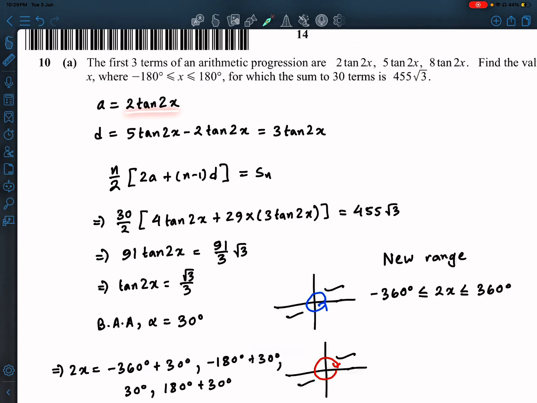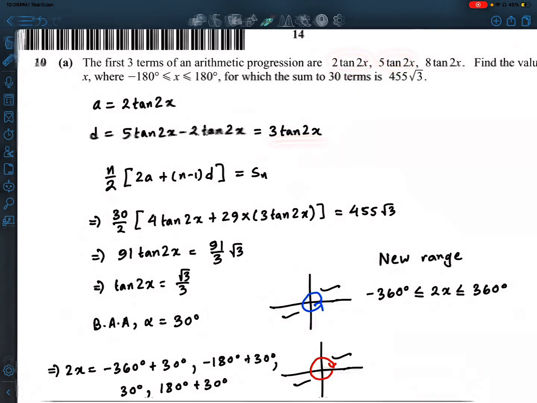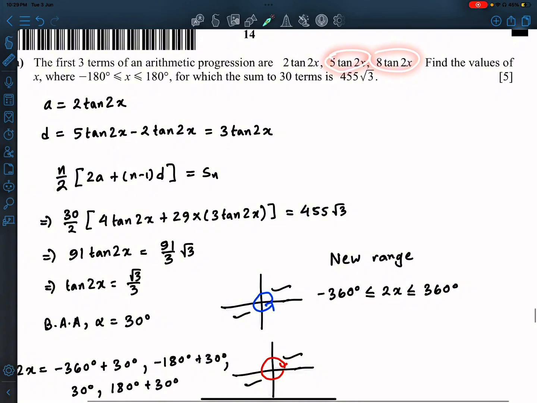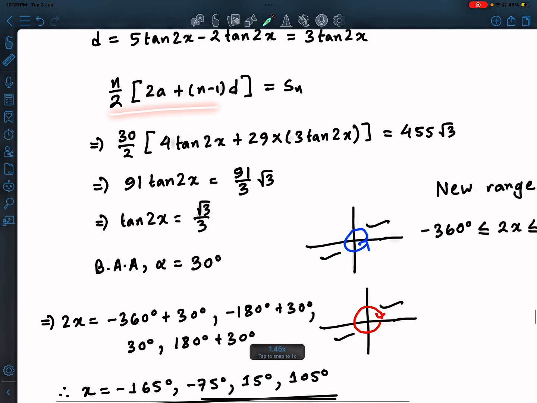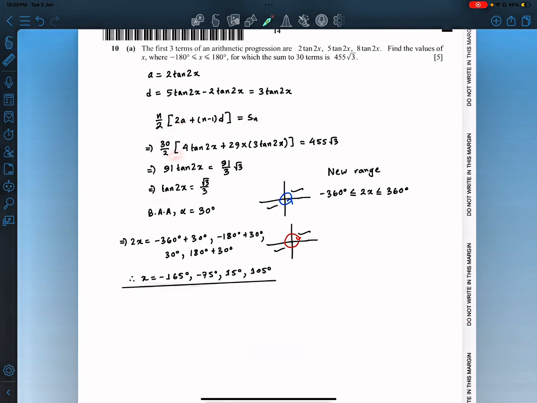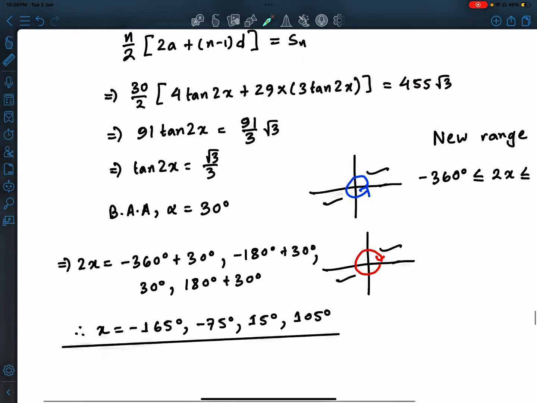We know that the first term is 2 tan of twice x. So the common difference of this arithmetic progression would be the second term minus the first term. And that gives us 3 tan of twice x. We can also use the third term minus the second term, and that will give us the same value. We use our arithmetic progression sum formula, where n by 2 times twice a plus n minus 1 into d equals the sum of n, where n is the number of terms, a is the first term, and d is the common difference. We simply input all of the values over here, and we get a single value over here, where tan twice x equals root 3/3.